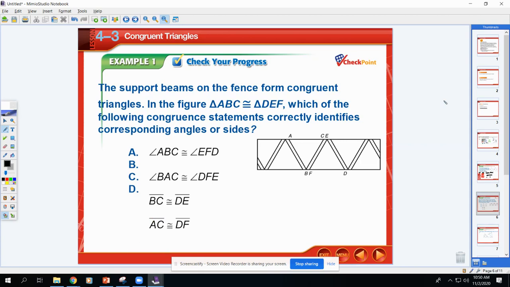Okay, moving on here. It says the support beams on the fence form congruent triangles in the figure. Triangle ABC is congruent to triangle DEF. Which of the following congruent statements correctly identifies the corresponding angles or sides?